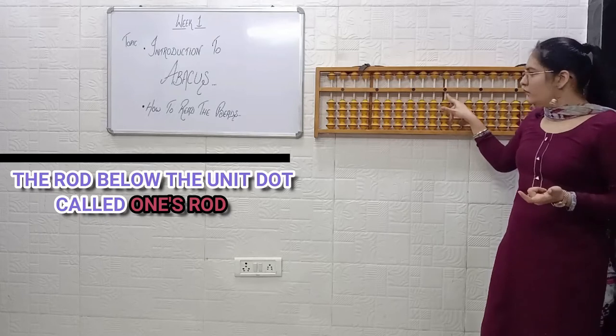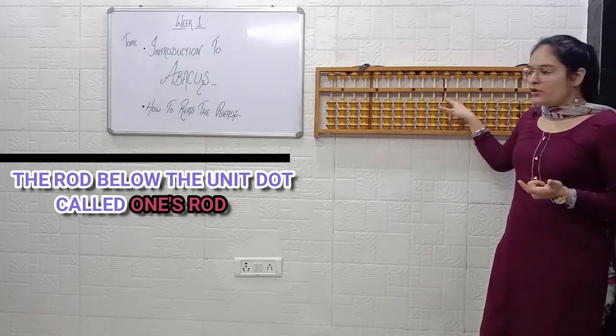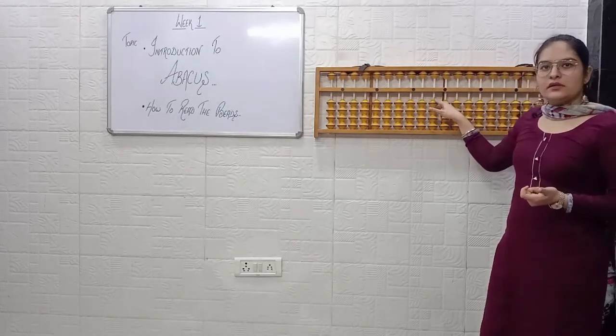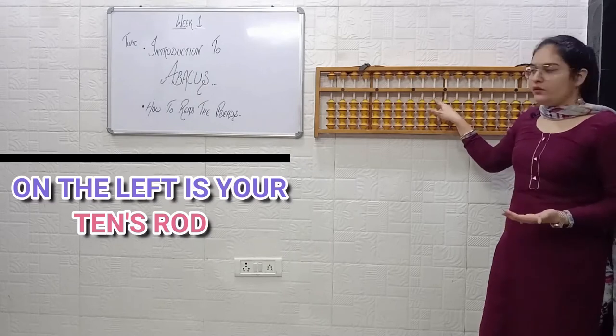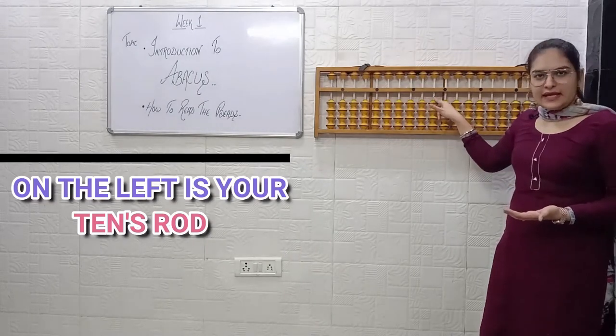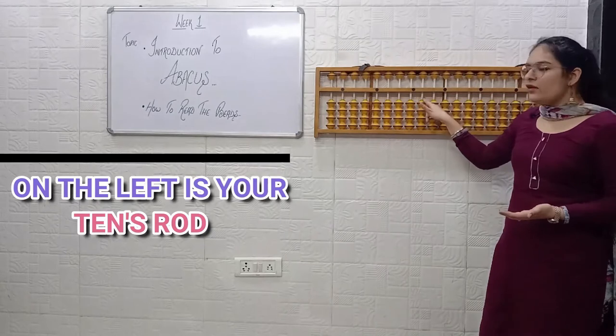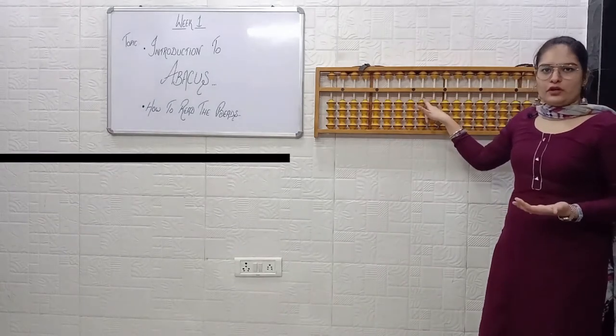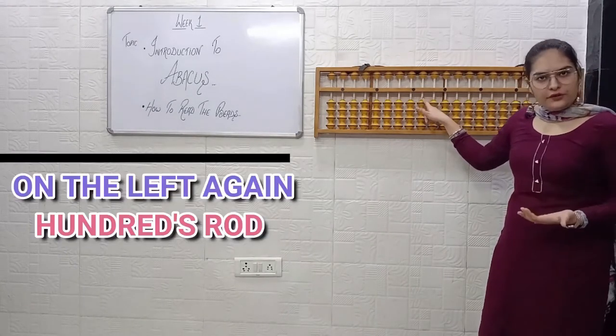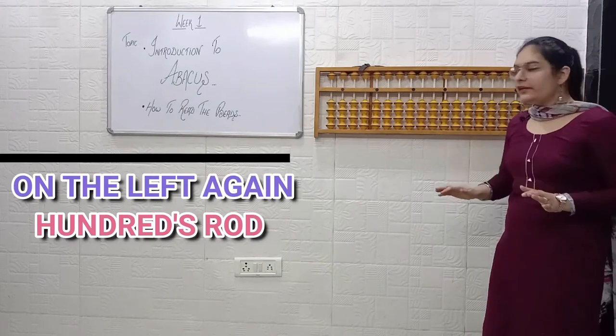Ones rod. Which rod? Ones rod. On the left? Tens rod. On the left is tens rod. Again on the left? Hundreds rod. Which rod? Hundreds rod. Is it clear?